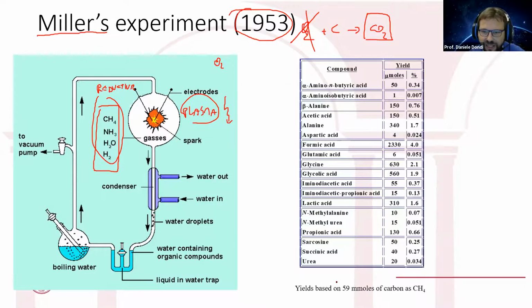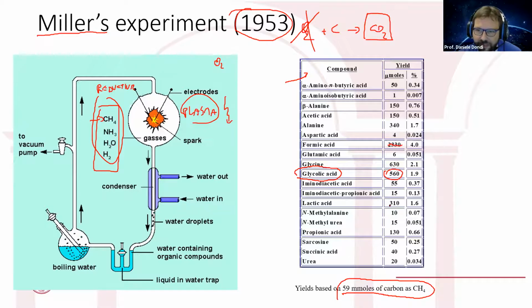They boiled this, and you can see this is the paper. The yields are calculated on 59 millimoles of carbon inserted as methane. You see the yields change a lot. For sure, simpler compounds form in a higher amount. For example, formic acid, an intermediate oxidative form of carbon between the methane and the carbon dioxide. This is the main product, but nobody is interested in this. Also glycolic acid, so maybe remember this name, but up to now they neglected this.